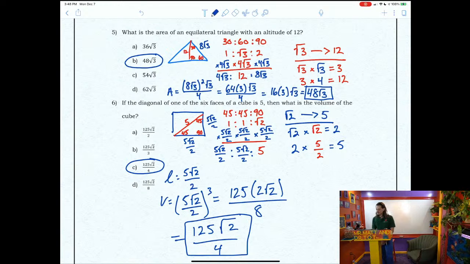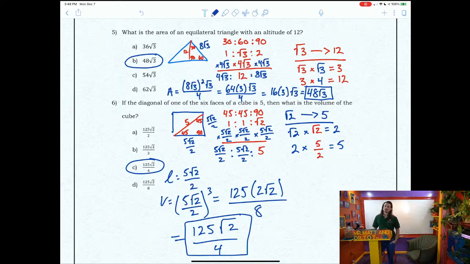For number 6, if the diagonal is 5, then we know that the diagonal of a square will split the square into two 45, 45, 90-degree triangles. So using that ratio, this one's a little bit trickier. They throw in an extra step. So to go from root 2 to 5, first we need to get rid of the radical. So I multiplied root 2 times root 2, and that got me 2.